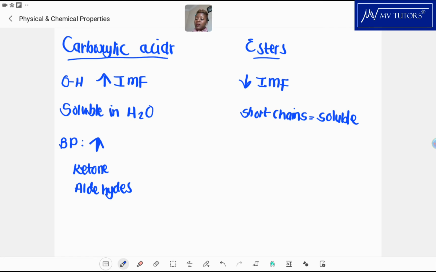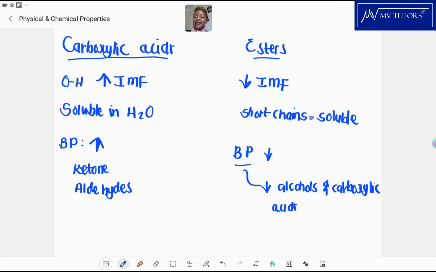Okay, so that's the thing, because of the hydrogen bonding not being there, you do have lower boiling points, and those boiling points for the esters are actually lower than your alcohols. Lower than alcohols and carboxylic acids of similar molecular mass.